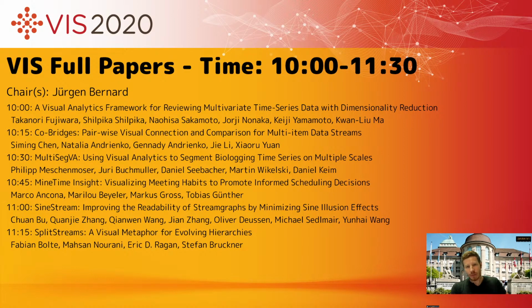Coming back to the third paper, and I would like to start with the title, which is MultiSegVA: using visual analytics to segment biologging time series on multiple scales. It is presented by Philipp Meschenmoser, who is at the University of Constance, and this work is together with his colleagues Juri Buchmuller, Daniel Seebacher, and Daniel Keim, all from Constance. And there is a guest author who is from the Max Planck Institute for Animal Behavior, which is Martin Wikelski. So let's segment some biologging time series.